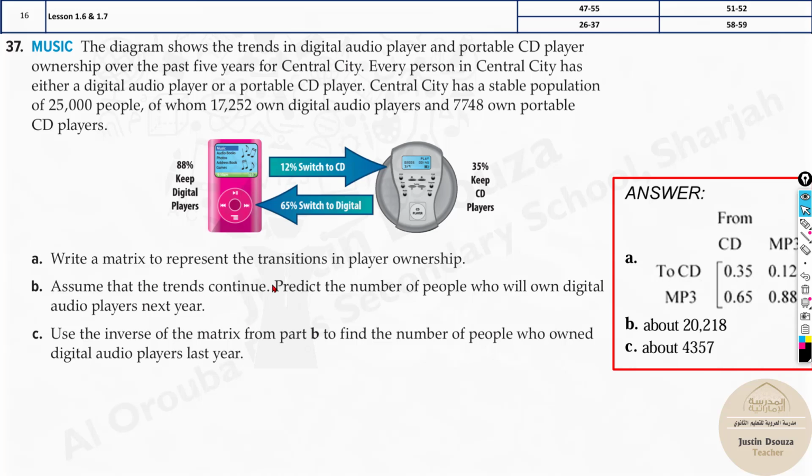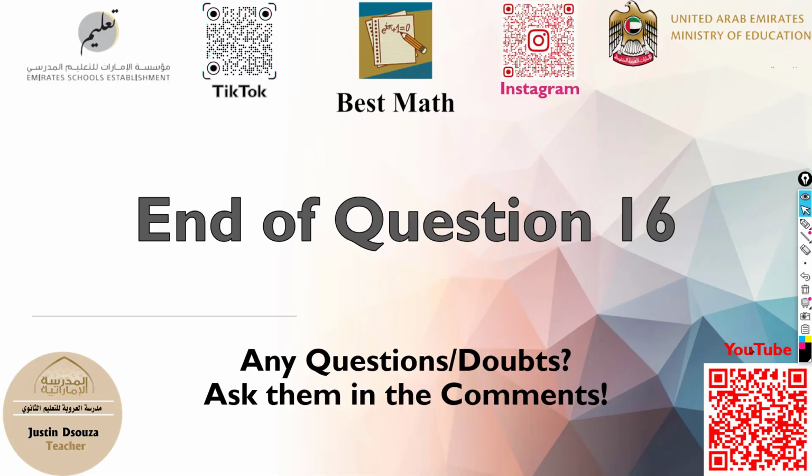And then if you want to find, say, after 1 year, just make this equal to whatever answers you have, and then whatever values are given. See over here, they have clearly mentioned 17,252 and 7,748. You need to just equate and multiply those matrices to solve. After multiplying, just refer to the previous problem, and then you find the inverse. So that is the end of question 16.